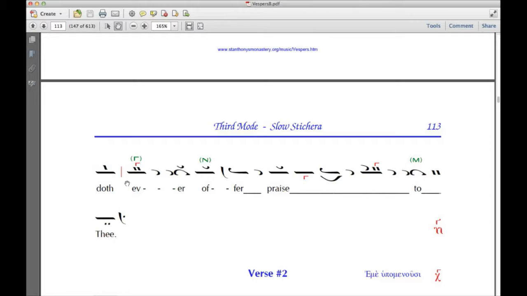Praise to thee. But because you have that rearticulation, it's nice to flutter into it. So, praise to thee. And specifically in third mode, you see that a bunch, where you have the na. That's just all over the place.